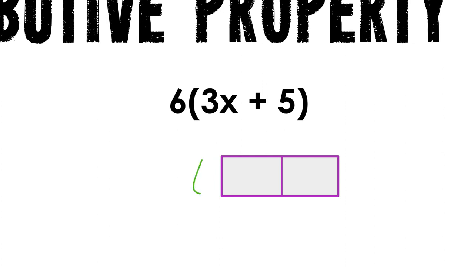So here I have my 6 hanging out front. And then I'm going to label the 2 columns, 3x and plus 5. Notice if there's a sign in front of it, I'm keeping it with it just in case. I mean, if I just put a 5, it's implied to be positive, right? But I want to make sure we're keeping track of that because when we start having a lot of negatives in there, it's going to be tricky.